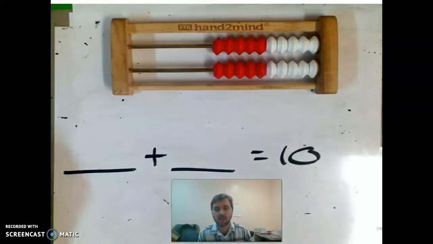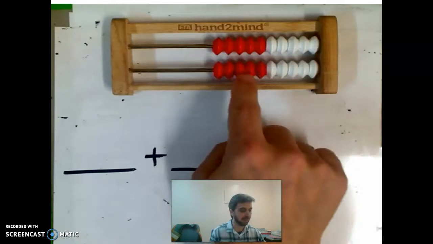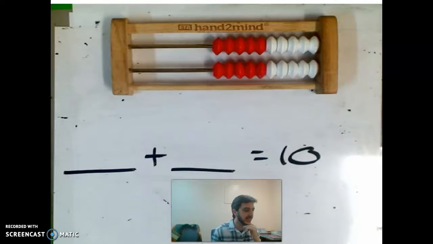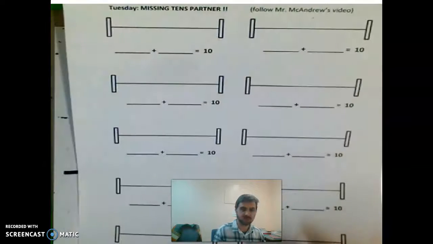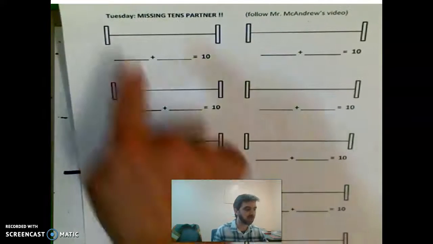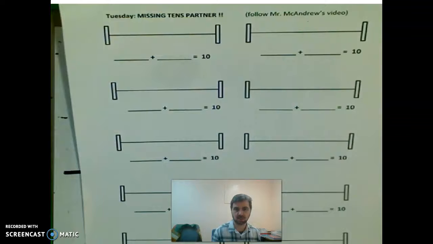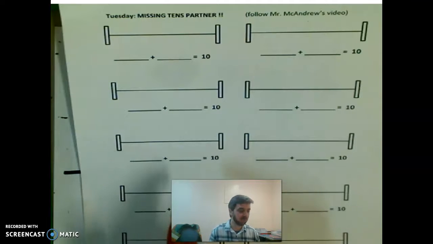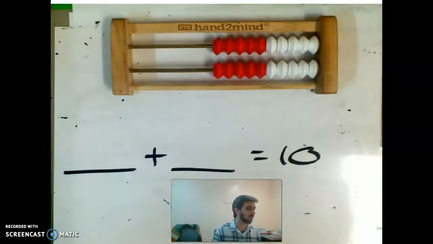Let's take a look. What you need this time is just your Rekenrek. And you're also going to need this page once we're done using it called Tuesday Missing Tens Partner. If you want to stop the video now, get your Rekenrek and get this piece of paper. You don't need the paper yet, but you will soon, so you might as well grab it now. Then come on back.